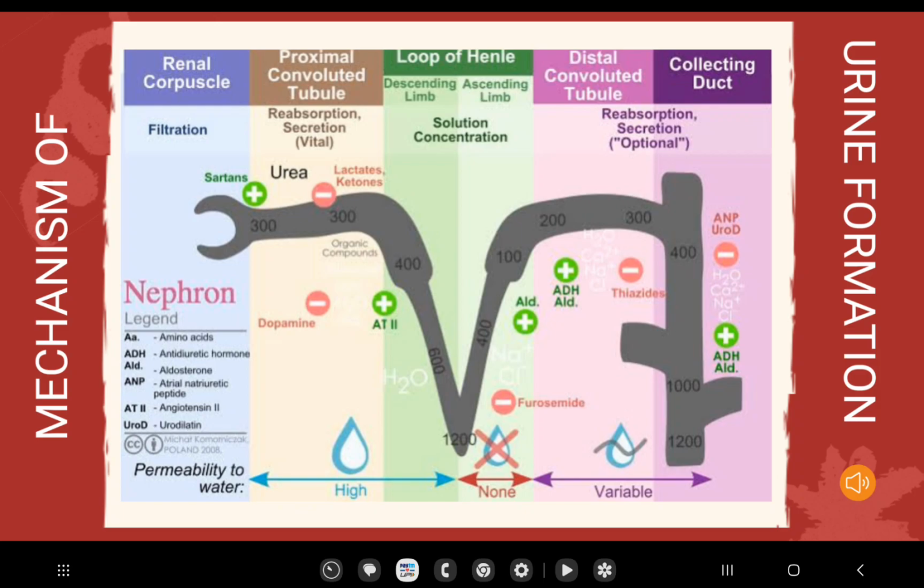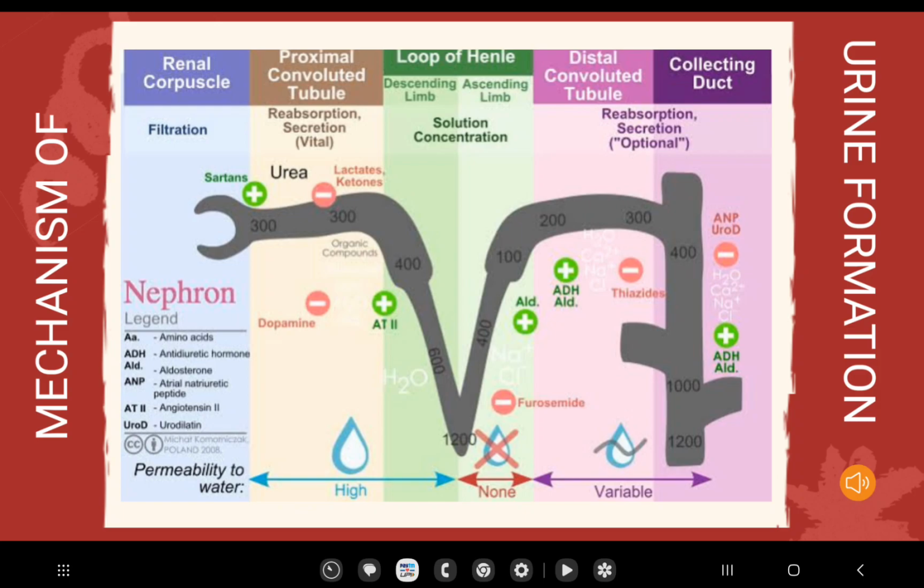Secretion. In the renal tubules, certain substances such as hydrogen ions, potassium ions, and drugs are actively transported from the blood into the filtrate. This process occurs primarily in the distal convoluted tubules and collecting ducts. It helps in the elimination of excess substances from the body. Concentration. In the loop of Henle, water is reabsorbed from the filtrate, concentrating it and conserving water in the body. This process is crucial for maintaining proper fluid balance.